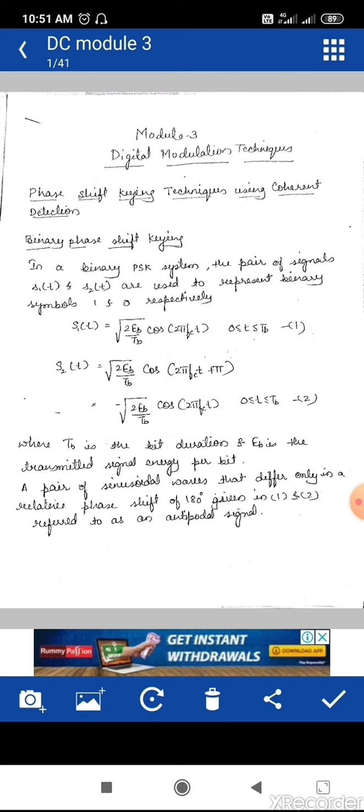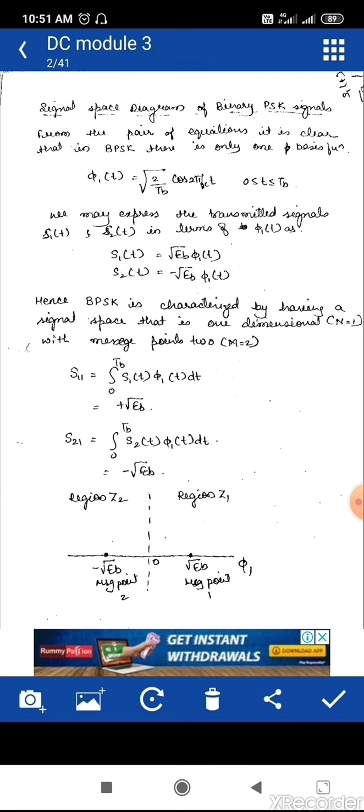Now here a pair of sinusoidal waves that differ only in the phase shift of 180 degrees is used. So these signals are also known as antipodal signals. Now the signal space diagram of binary phase shift keying. As we all know, the signal is represented by the basis functions. In this binary phase shift keying, only one basis function is used, that is phi 1 of t is equal to root of 2 by TB cos 2 pi FCT. So we can write S1 of t in terms of the basis function as root of EB into phi 1 of t and S2 of t as minus root of EB into phi 1 of t.